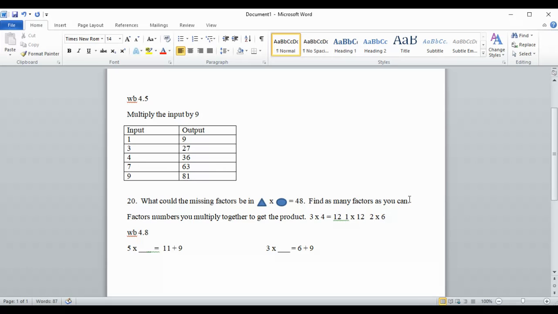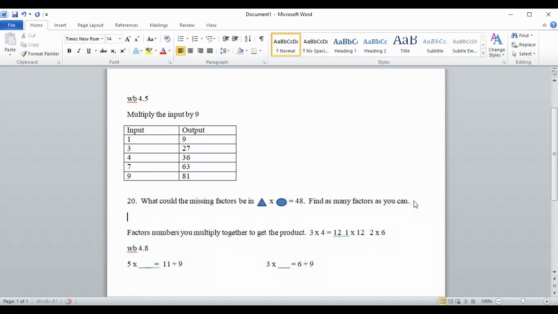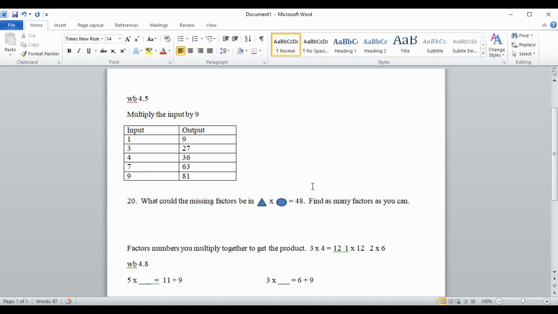So in a problem like this, now I'm not doing the exact problem that your book has because I want you to figure it out, but I'm doing another similar one. So this means blank times blank equals 48. You are trying to find all the numbers that you could possibly multiply together to get 48. I always like to start at the beginning. I like to start with the number 1.